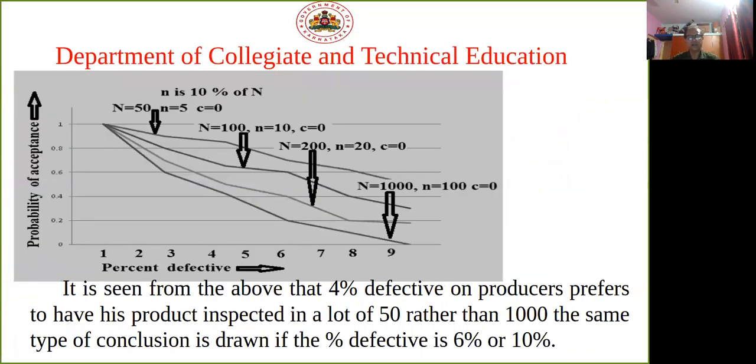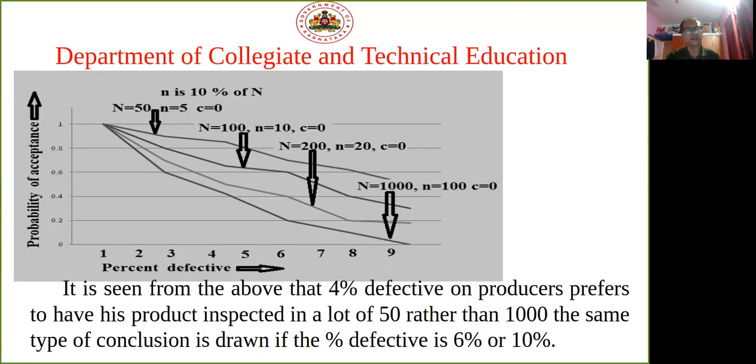So here I have shown the four types of curves. These are the four curves that have been drawn. They are the OC curves. They have been drawn by taking a fixed percentage of the lot, that is, small n is 10% of the lot.